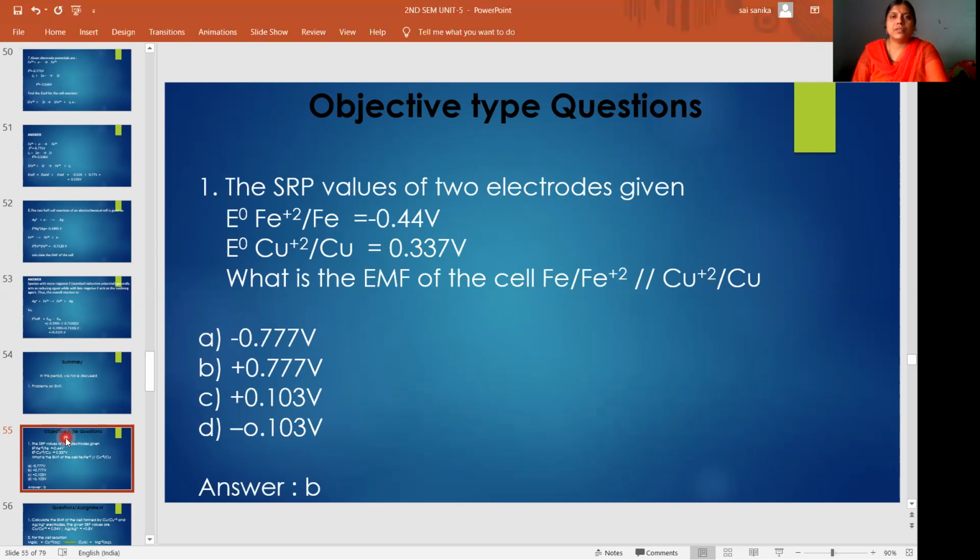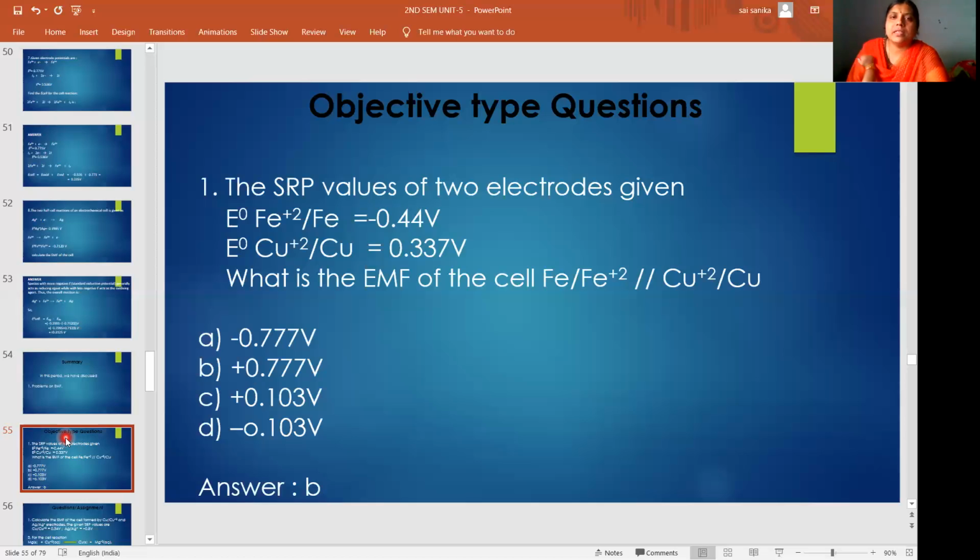The SRP values of two electrodes are given. E naught Fe is minus 0.44 volts, E naught copper is 0.337 volts. What is the EMF of the cell? Here the cell is given: copper, iron. Just remember which is right hand side, which is left hand side. Always cathode on the right hand side, anode on the left hand side, or simply you can use E right minus E left. If you remember that formula, right means cathode, left means anode.